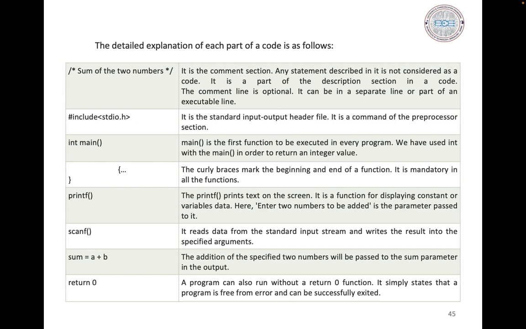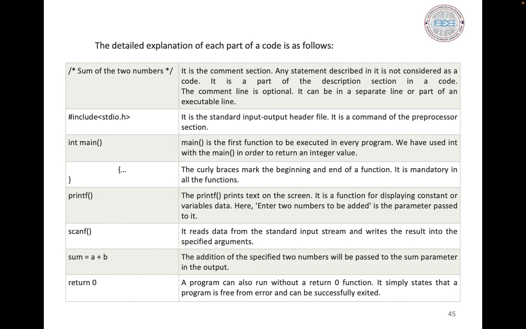So the summary, the detailed explanation of each part of a code is as follows. Like some of the top lines, it's the comment section. Any statement described in it is not considered as code. It is a part of the description section in a code. The comment line is optional. It can be in a separate line or part of an executable line.